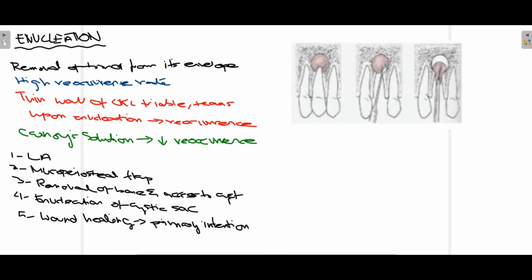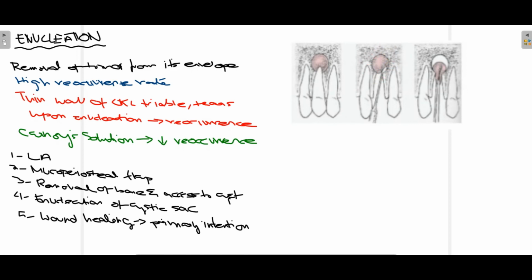Now talking about the steps used for performing enucleation, firstly you administer local anesthesia so that the patient doesn't feel anything. Most commonly pain is removed, other sensation might be present. Secondly, you raise the mucoperiosteal flap so that you can gain access to the bone. Then you remove the part of the bone where the cyst is present so that you can gain access to the cyst. As you can see in this picture, the bone is removed and now you have access to the cyst cavity.